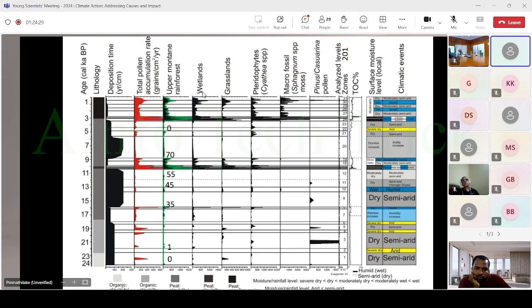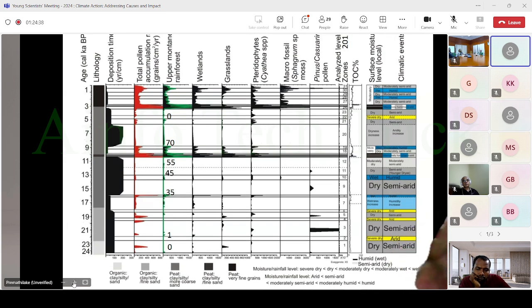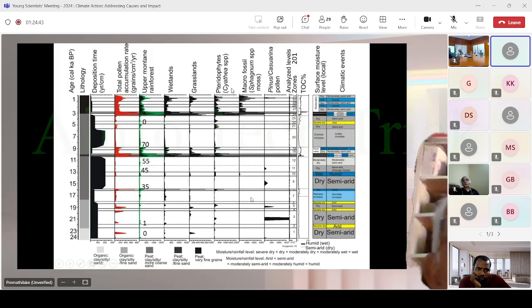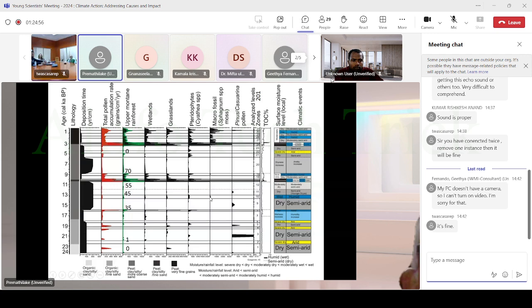You can see the wetland pollen. The pollen, like I told you, wetland grass, wetlands. This is also. Wetlands are changing, and the grasslands and pteridophytes like Cyathea spinulosa, which is a very indicative species of the climate, and macrofossil like moss, is quite heavily changing in the upper part, and very little moss accumulating here and again here, and nothing there. And this Pinus pollen is a long distance transported pollen.